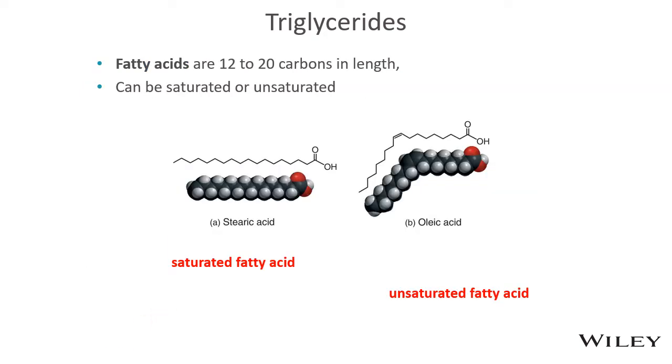In order to make the fatty acids hydrophobic or nonpolar, they need to contain a significant number of hydrocarbons. So the fatty acids typically have 12 to 20 carbons in length, and they can be saturated, which means there's no double bonds present in the carbon chain, or they can be what's known as unsaturated, which means they have the presence of a double bond. It could be one or more double bonds, and they're typically in the cis configuration. So stearic acid is an example of a saturated fatty acid, whereas oleic acid is an example of an unsaturated fatty acid.